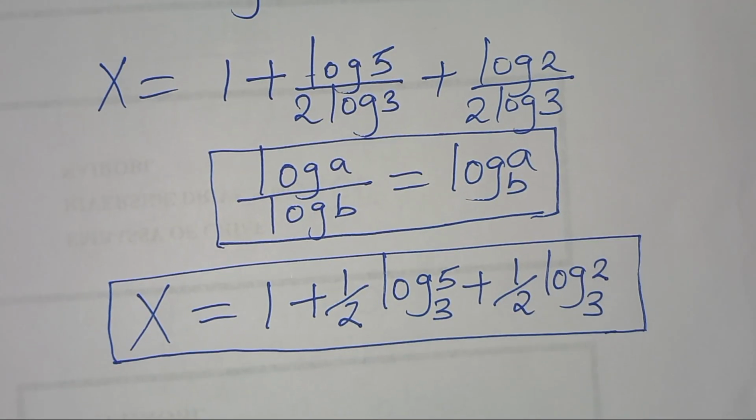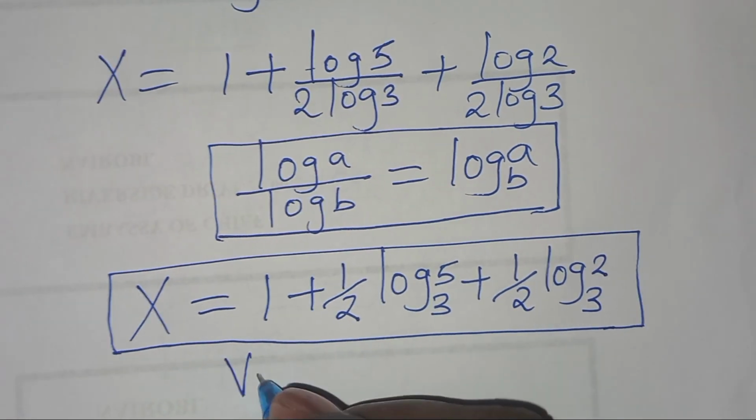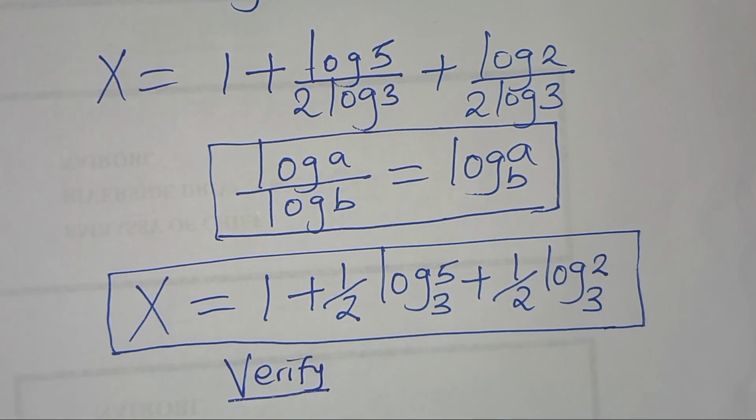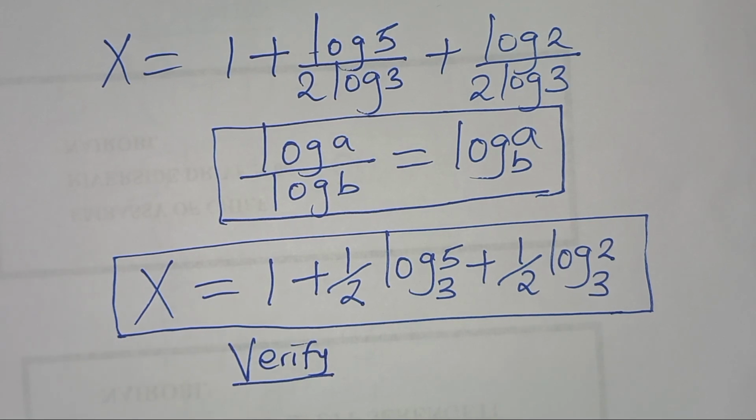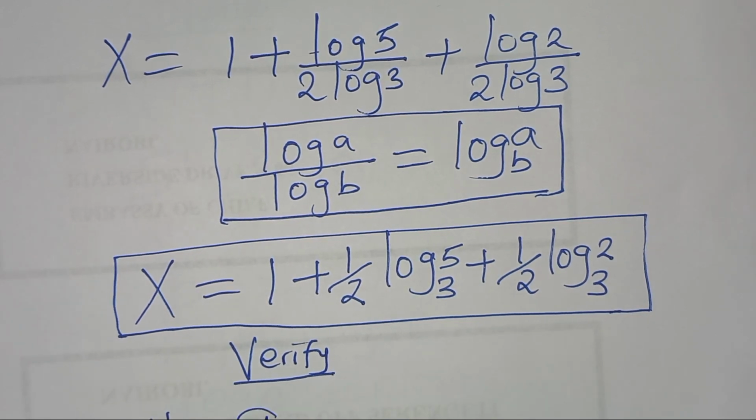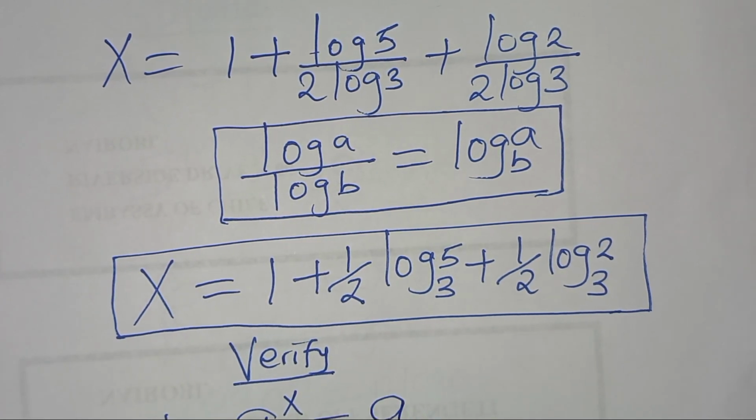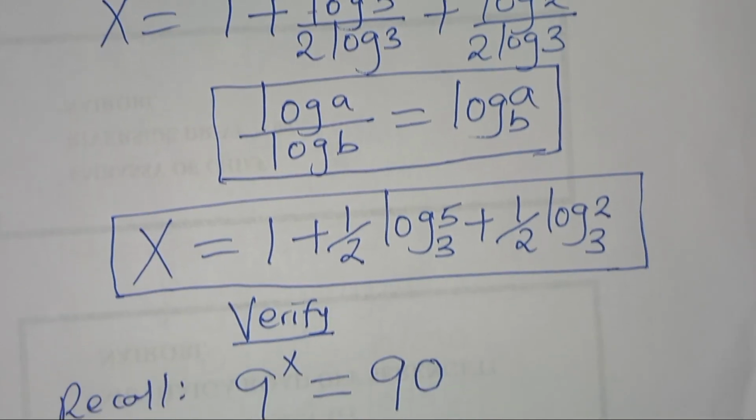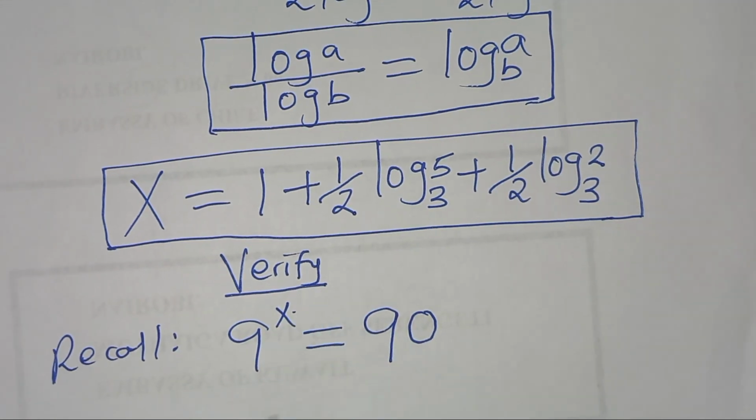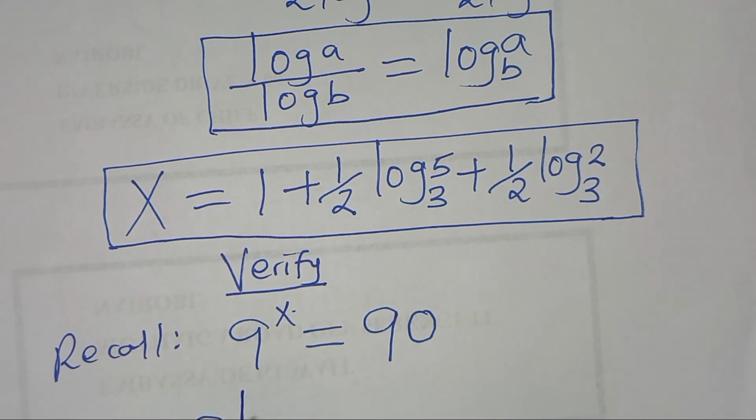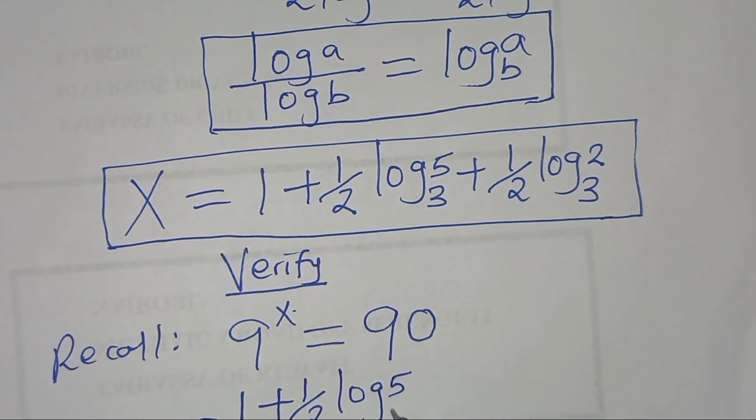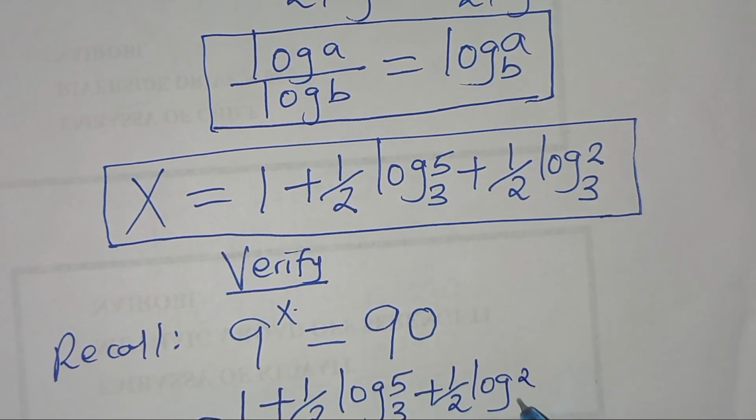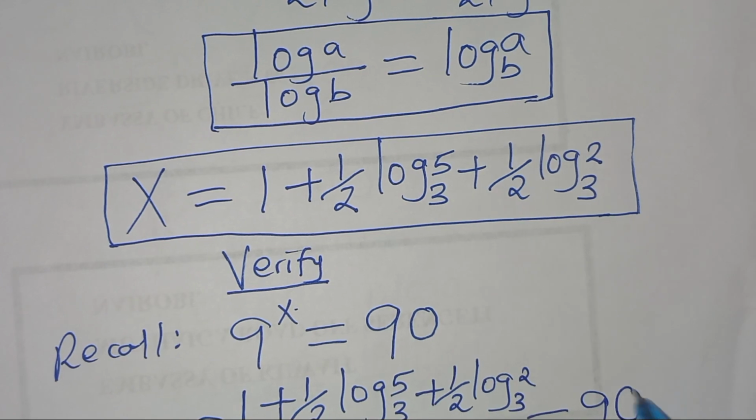The next step from here, let's verify that this value of x satisfies the equation. Now, if you recall, 9 to power x is supposed to give us a value of 90. Substituting the value of x here, we have 9 to power 1 plus half log 5 to base 3 plus a half log 2 to base 3. This should give us a value of 90.